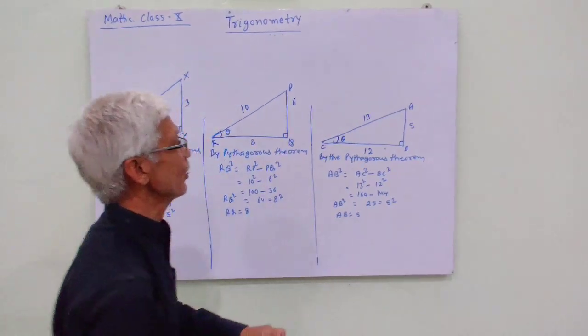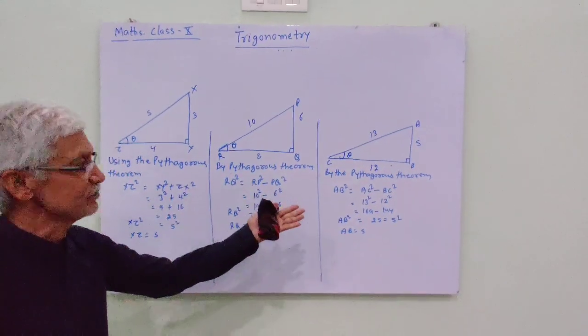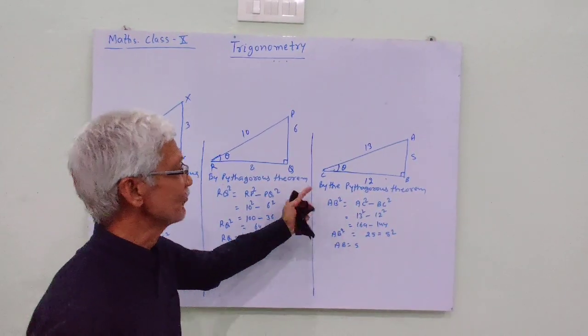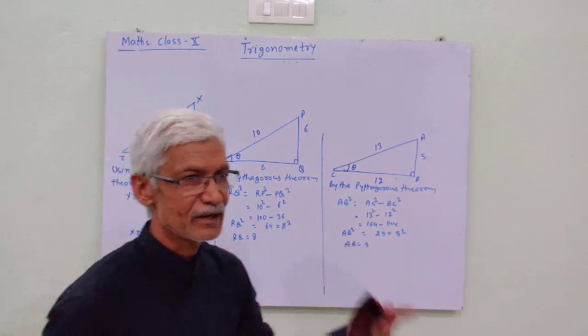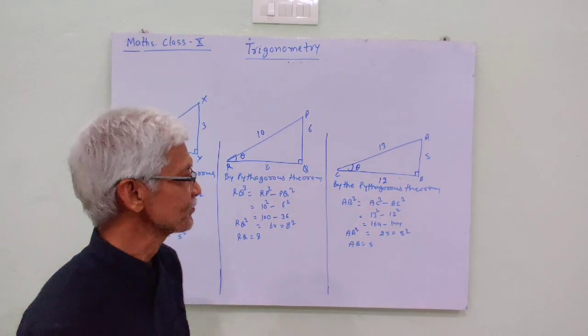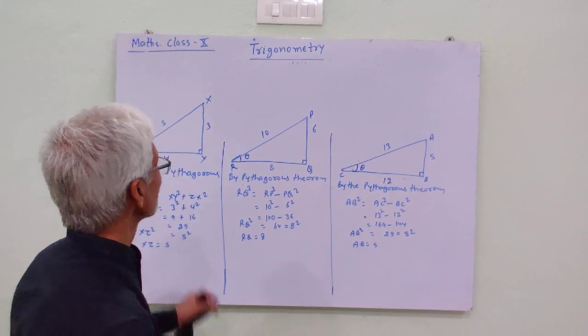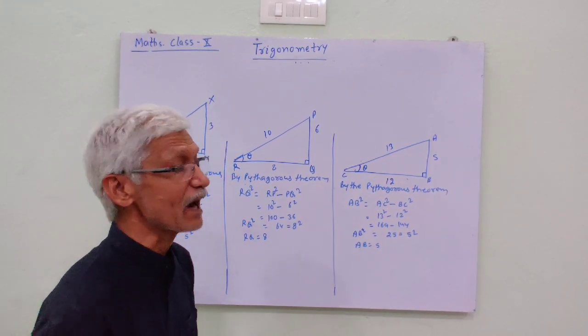Now we have got all the three sides, and very easily we can find all the trigonometric ratios: sin theta, cos theta, tan theta, cosec theta, and so on. Now we shall read about trigonometric identities.